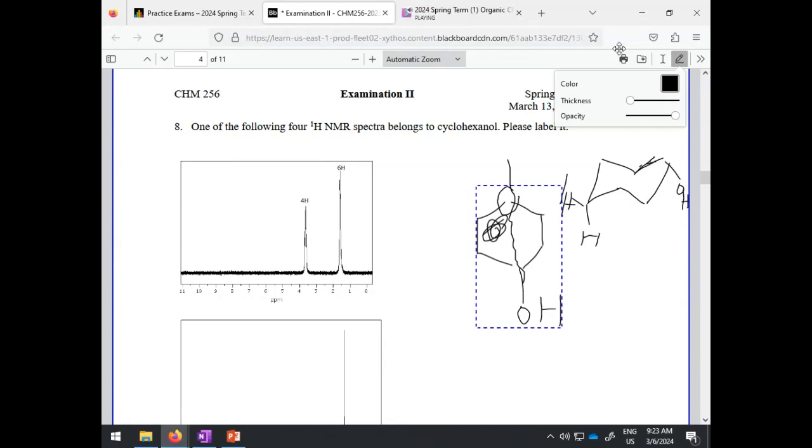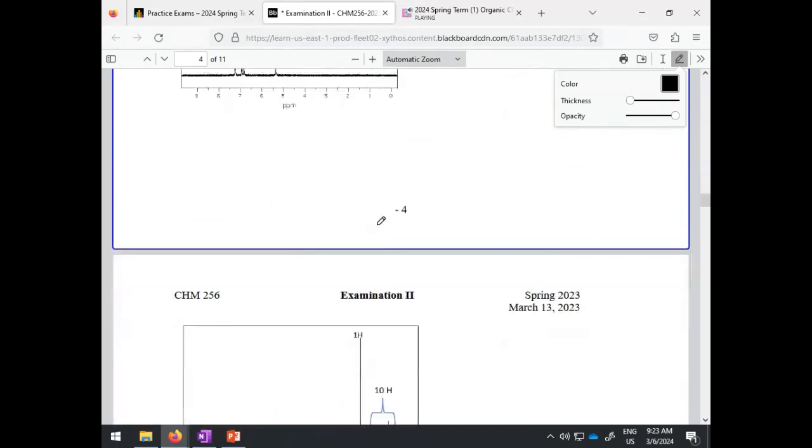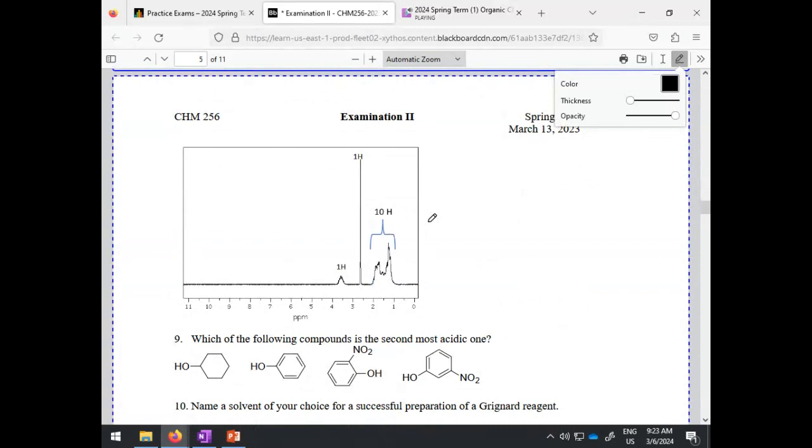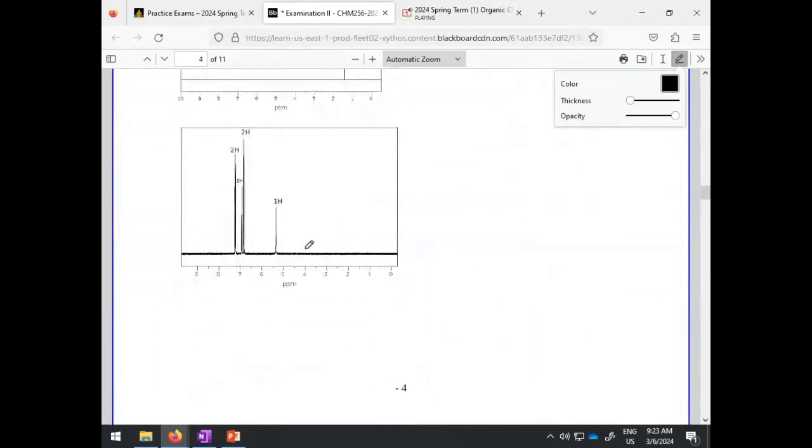You can consider this molecule to have a mirror plane that cuts the molecule into halves, so you can have four kinds of protons. So it can't be this one. It certainly cannot be this one either, because you have a bunch of aromatic protons here.